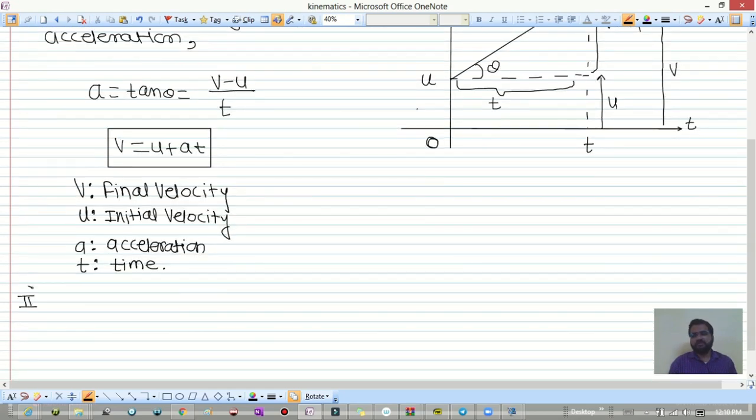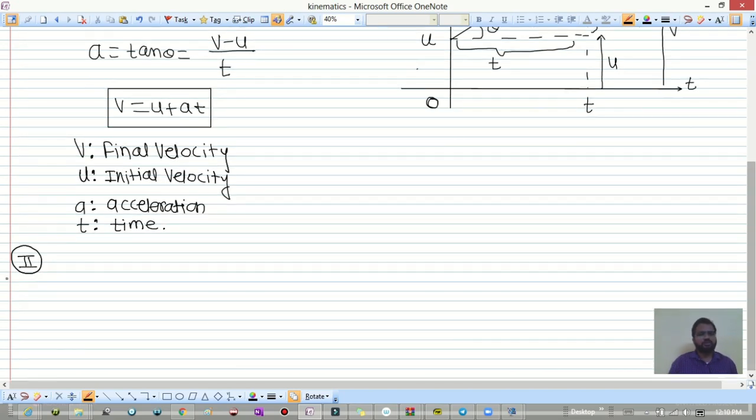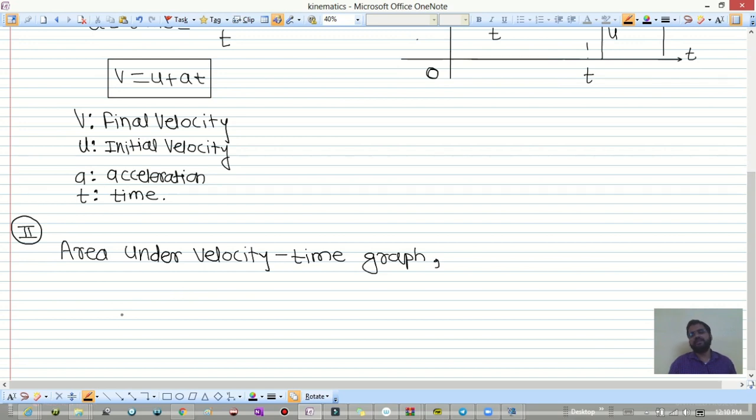The second equation of motion we can calculate by calculating the area under the velocity time graph. Okay. So if you take the area under the velocity time graph, then what does that area give? Displacement, right? So displacement S is equal to the area under the velocity time graph. So that is the area of the right angle triangle we have, plus the area of a rectangle we have. So I hope this is clear.